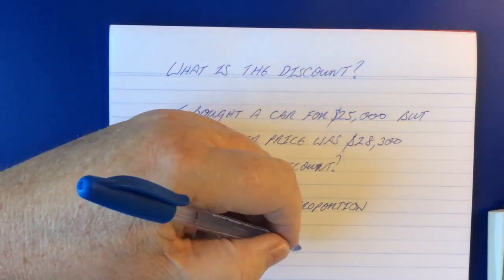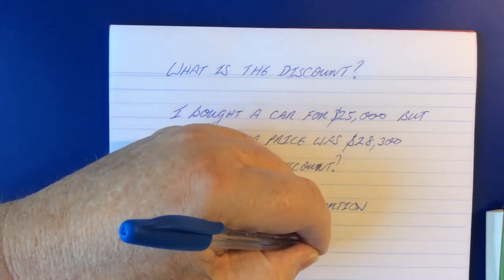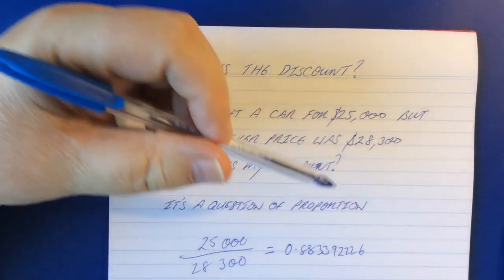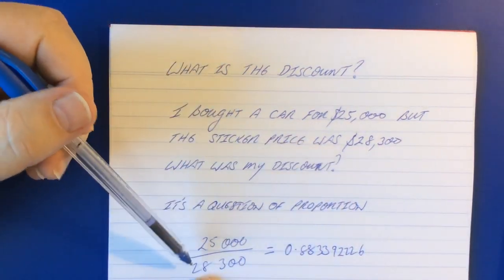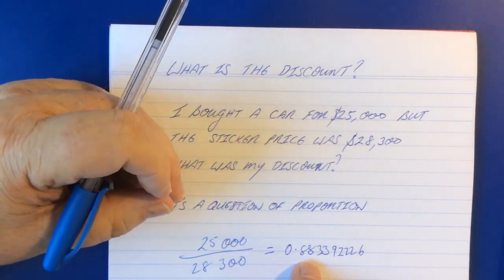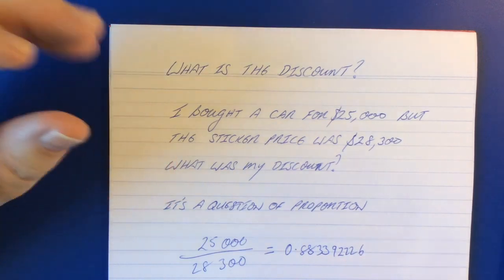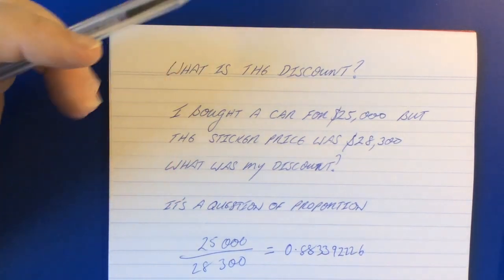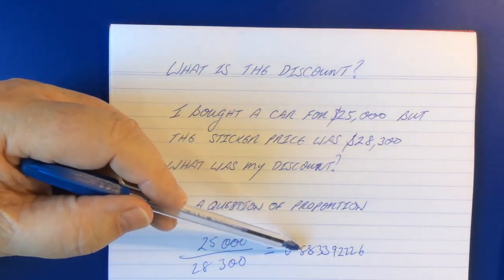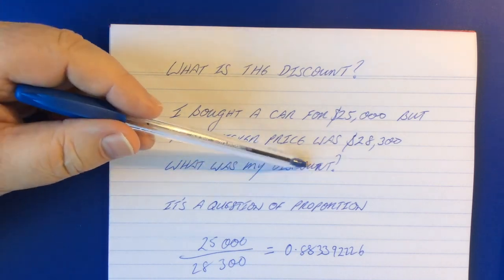But anyway, our proportion is 0.8833922226. So as a proportion of $28,300, $25,000 is 88.33922226%. Now, that gives us our proportion, but the question was, what was my discount?